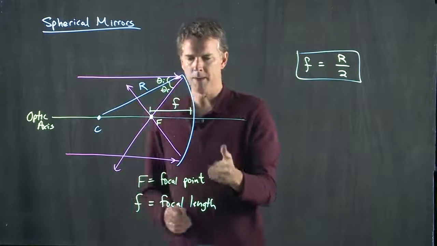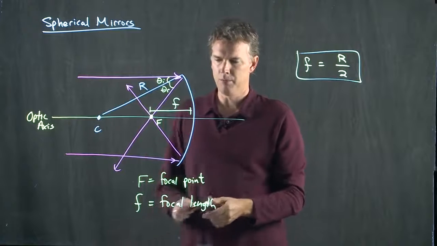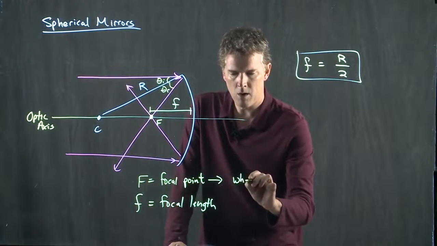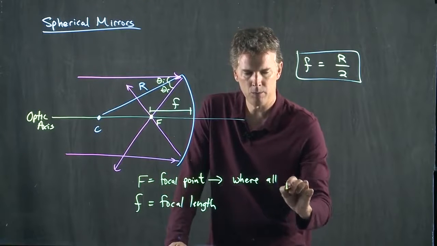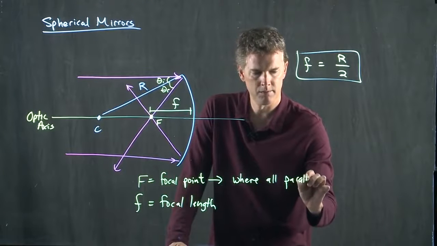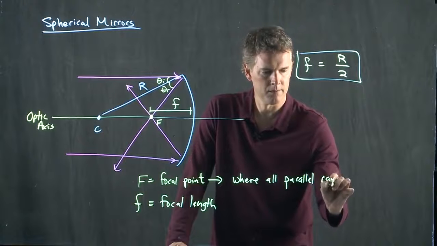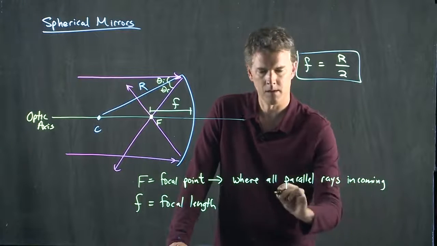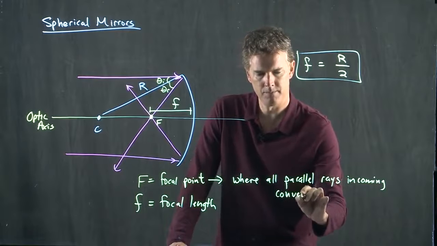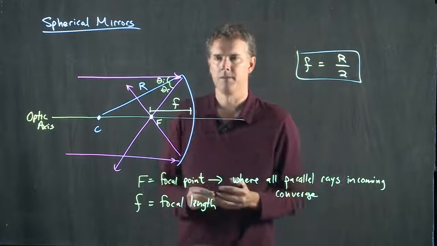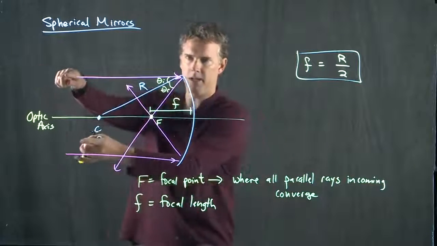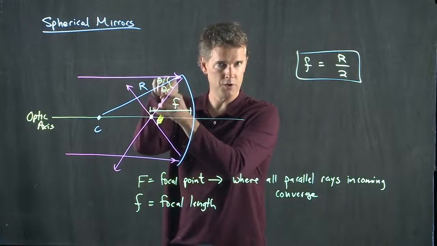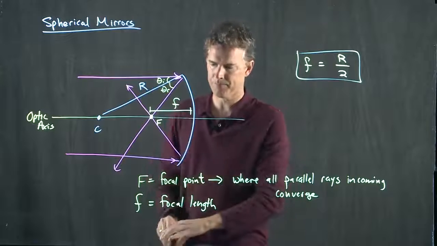So what do we mean by focal point? Focal point means where all parallel rays incoming converge to? All these parallel rays that came in, bounced off the mirror, and they converge right at the focal point.